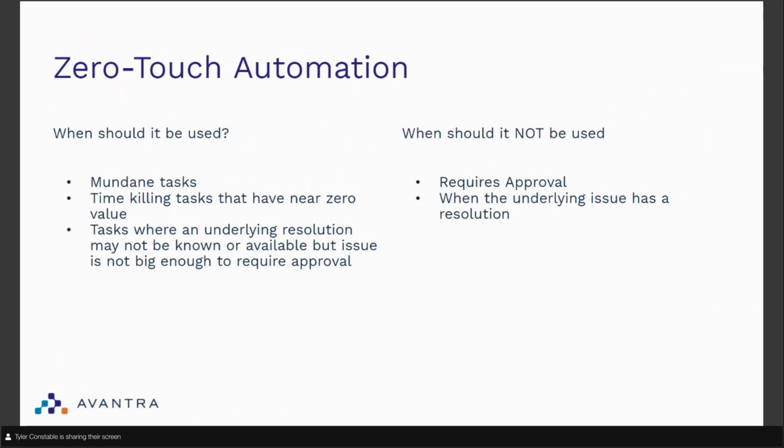And then, where there might be an underlying resolution, there may not be a known or available resolution right away, and maybe it's not big enough to require approval. When should it not be used? Obviously, when something requires approval. So from a finance standpoint, automatically standing up additional servers in the public cloud may need financial approval, or if there is an underlying issue, let's check that out first.